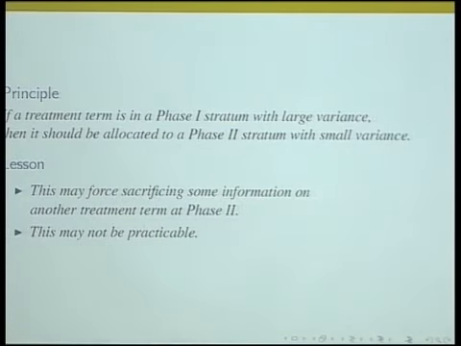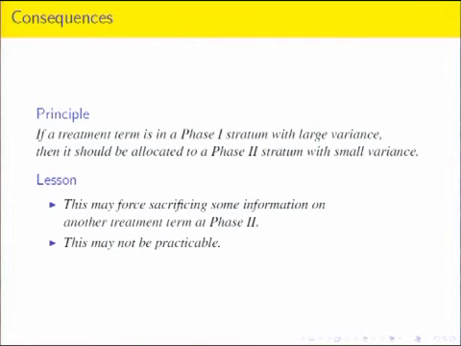So, this is a principle I wrote down before for a hard to set factor, but it might be something that's hard to set. It might just be that because your blocks aren't big enough, you've got something confounded with blocks. So if in the first phase there's a treatment term that has a large variance, then I think what you ought to try and do is allocate that to a phase 2 stratum with small variance, so you avoid this thing of adding 2 large variances. And in the second example, we found that this actually forced us to sacrifice some information on another treatment term.